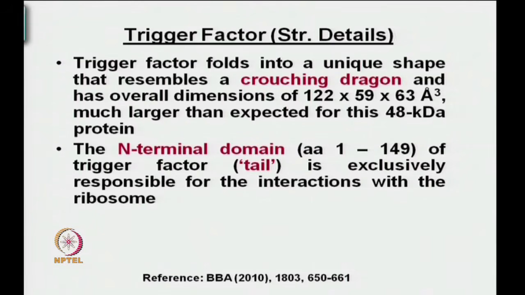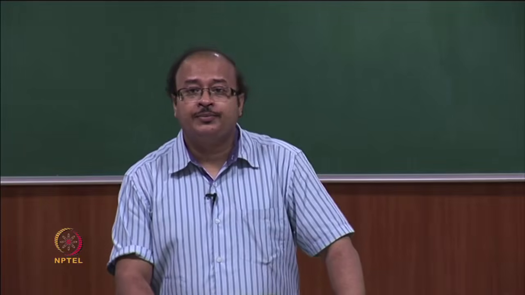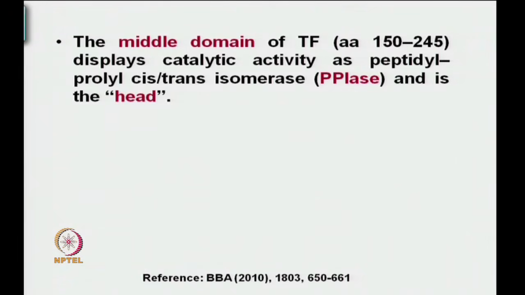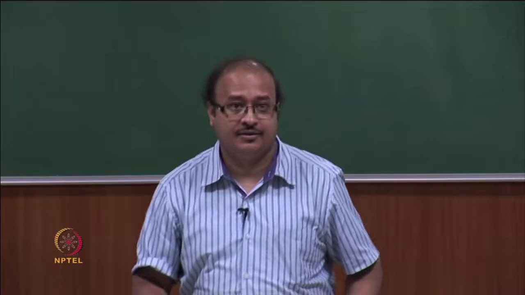So, the N terminal domain, amino acids 1 to 149 of the trigger factor, is the tail, and it is exclusively responsible for the interactions with the ribosome. It contains the trigger factor signature motif that I was just talking about, that mediates docking onto the ribosome through this L23 protein. Next, the middle domain displays catalytic activity as the peptidyl prolyl cis trans isomerase, the PPIase, and is referred to as the head of the domain.